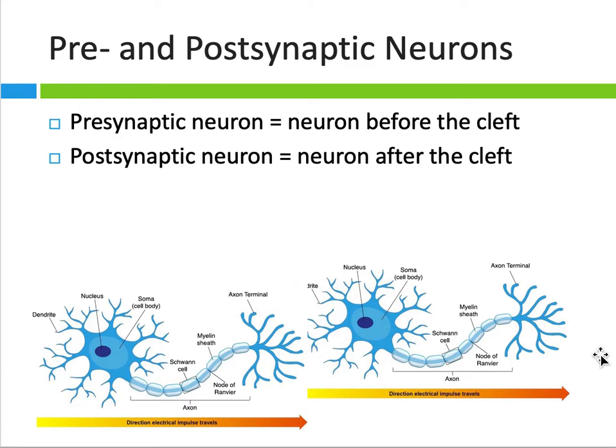So then you have to talk about pre- and post-synaptic neurons. The presynaptic neuron is the neuron before the cleft, before the gap. The postsynaptic neuron is the neuron after the cleft. So the presynaptic neuron is going to be passing the impulse to the postsynaptic neuron. You can see here the impulse is traveling from left to right. So this one would be the presynaptic neuron. This one would be the postsynaptic neuron.